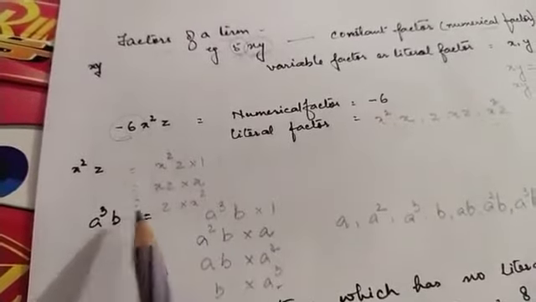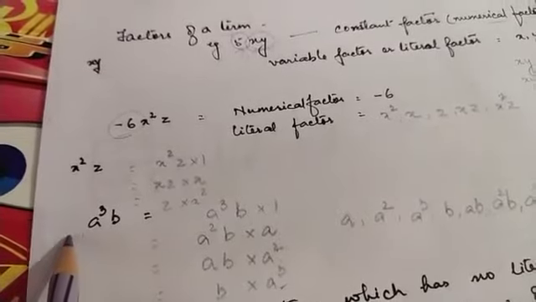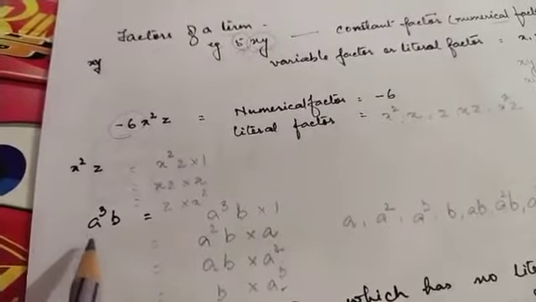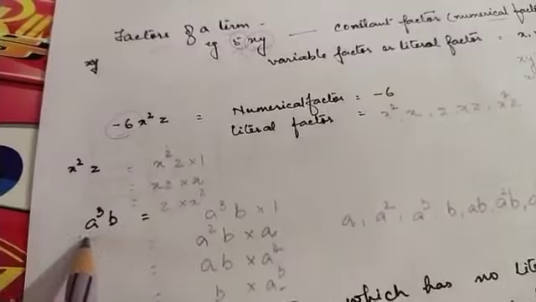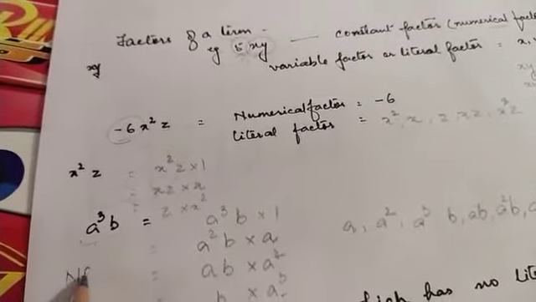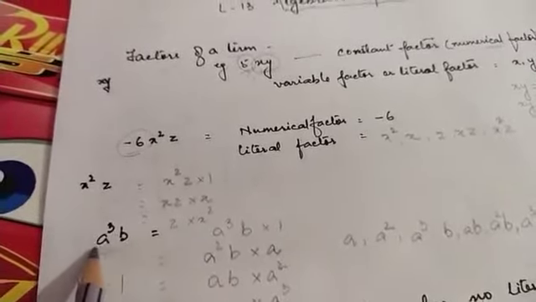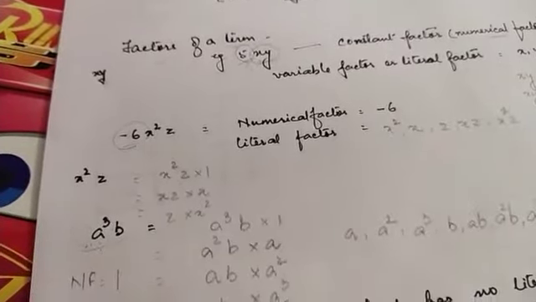The numerical factor, here we don't have any numerical factor, right? Then what will be the numerical factor? If I ask you to write a numerical factor for this, then what will it be? The numerical factor is 1, because 1 into a cube b, nothing is written means it is 1.